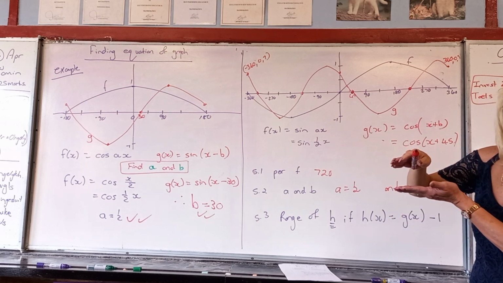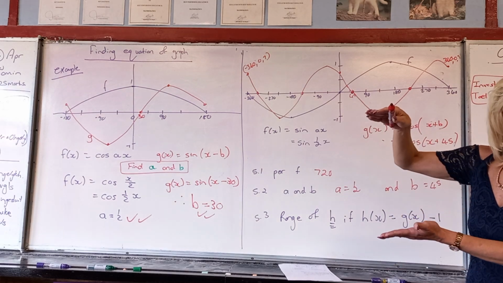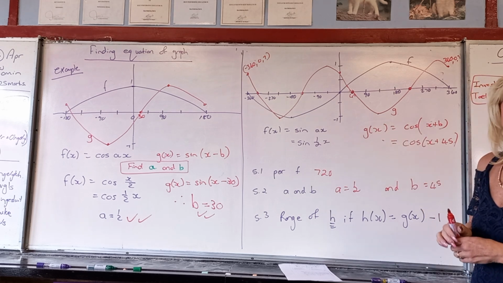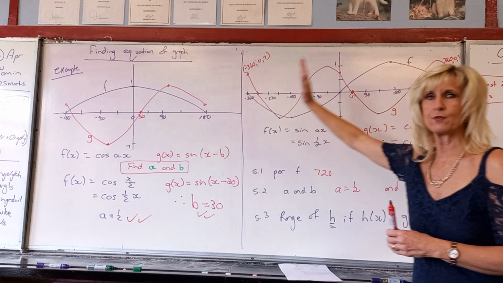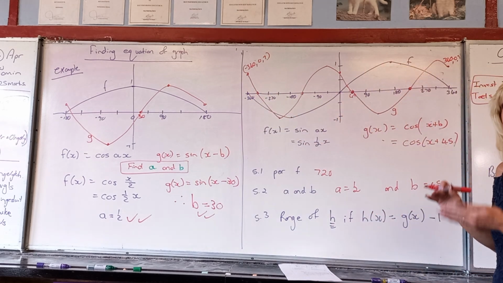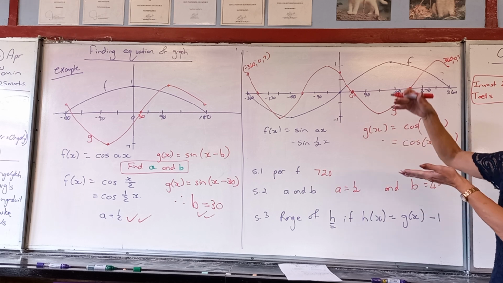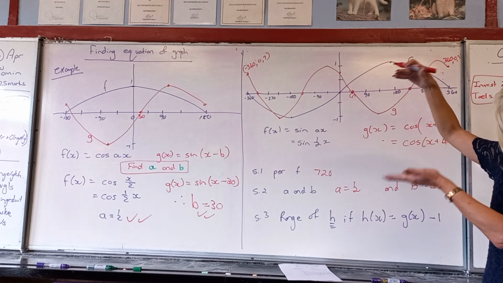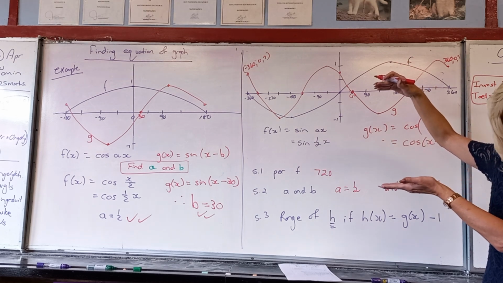Range of the y values. Domain of the x values. X values here was only sketched from minus 360 to plus 360. That would have been the domain. The range for both of these graphs are y's between negative 1 and 1, including both of them.